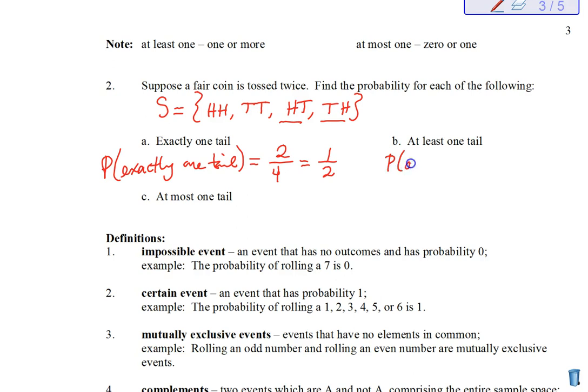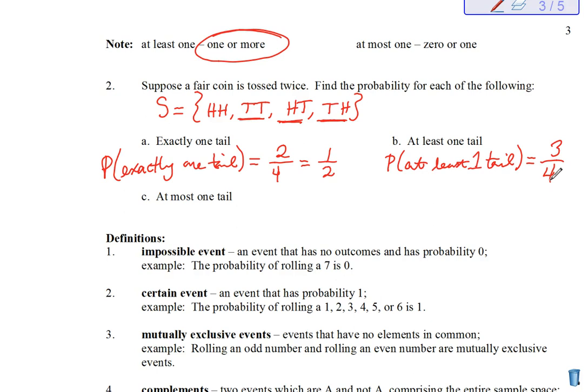I want the probability of at least 1 tail. So at least means 1 or more. At least 1 is 1 or more. So again, this is going to be 1, this is going to be 1. At least 1 tail is 1 or more, so that tails, tails works. So that is 3 outcomes out of the 4 outcomes. And these are theoretical. We're not actually tossing the coins. It's what should happen under ideal situation.